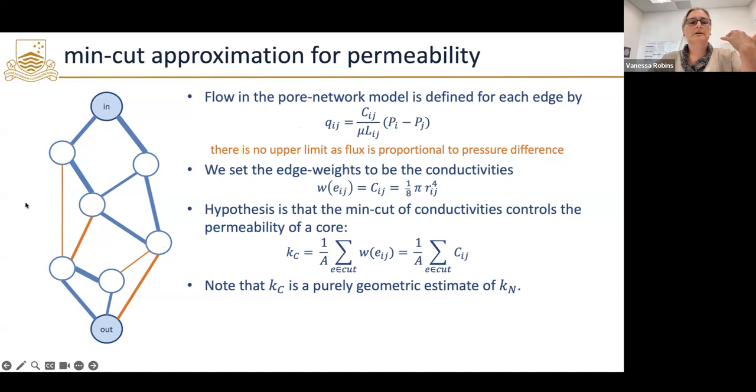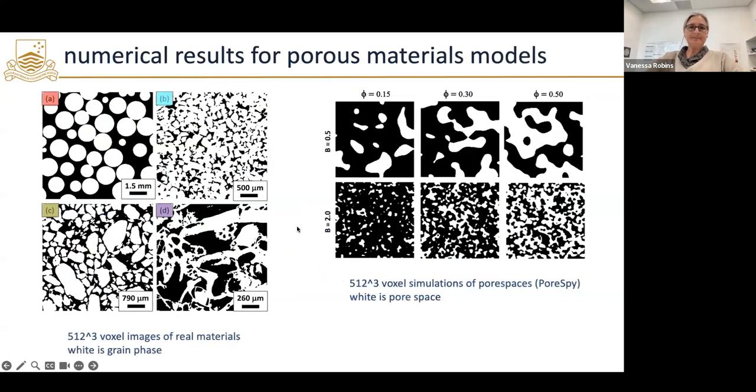So this is a kind of weird application of the idea, but we're going to test it and see what happens. So our hypothesis is that the minimum cut of these conductivities gives us an estimate of permeability, yeah? And what's interesting is that it's a purely geometric estimate, okay? We're not using anything other than the radii of the throats and the cross-sectional area of the sample.